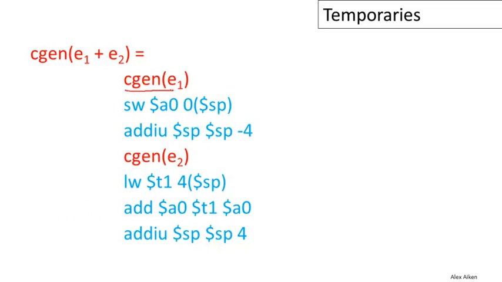So we would generate code for E1, and then we would save the result of E1 on the stack, and that would be done by saving the value of the accumulator onto the stack, and then we would have to adjust the stack pointer. And then after we had evaluated E2, we would load the result of E1 back into a temporary register. We could do the add, and then we could pop the intermediate value off of the stack.